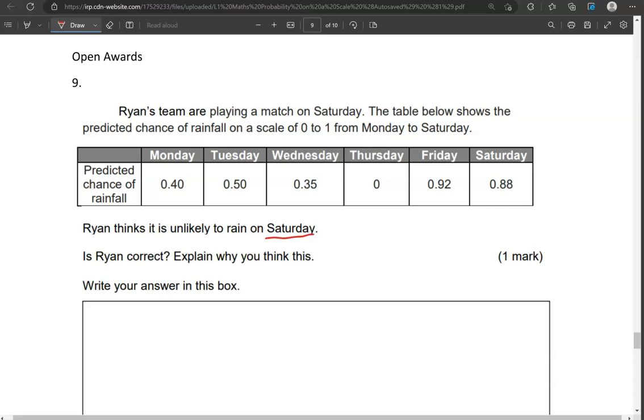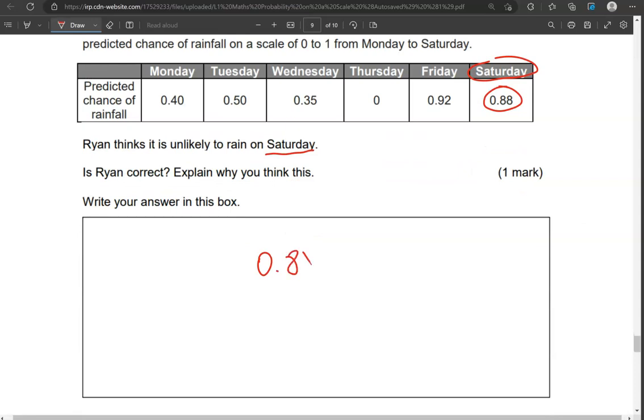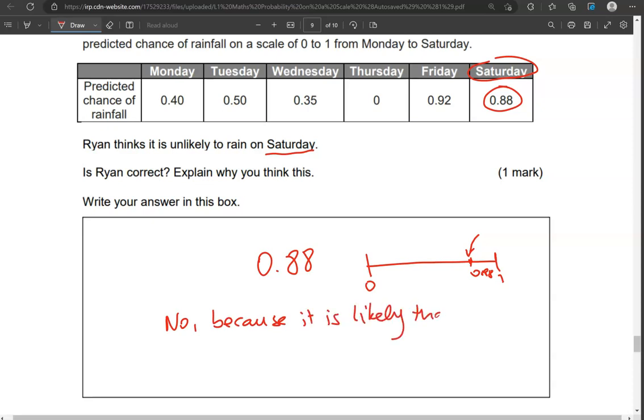So it's Saturday we're interested in. Saturday, predicted chance of rainfall is 0.88. 0.88, that shows a very high chance of it raining. So if you think of 0 to 1, 0.88 is probably going to be around here, roughly. So it's quite close to 1. So to answer the question, is Ryan correct? We're going to say no, because it is likely that it will rain on Saturday.